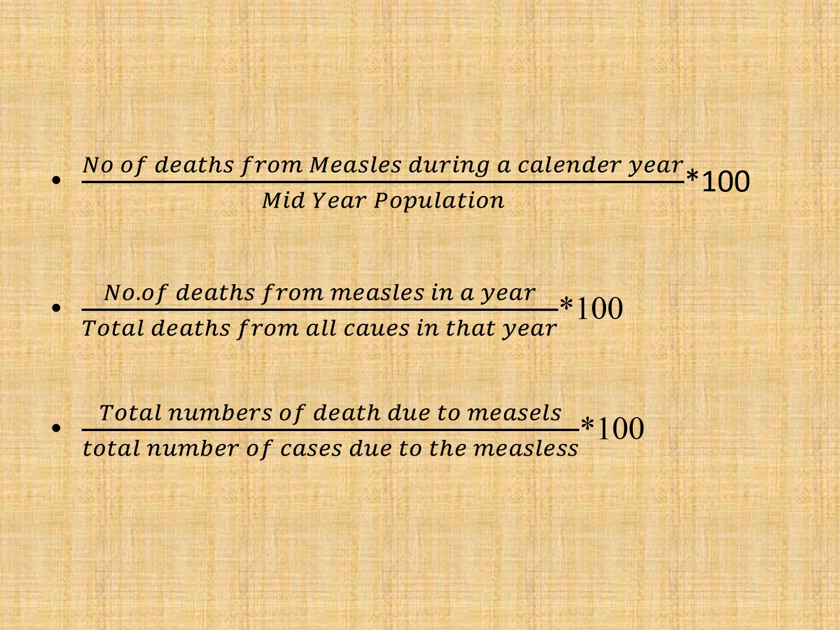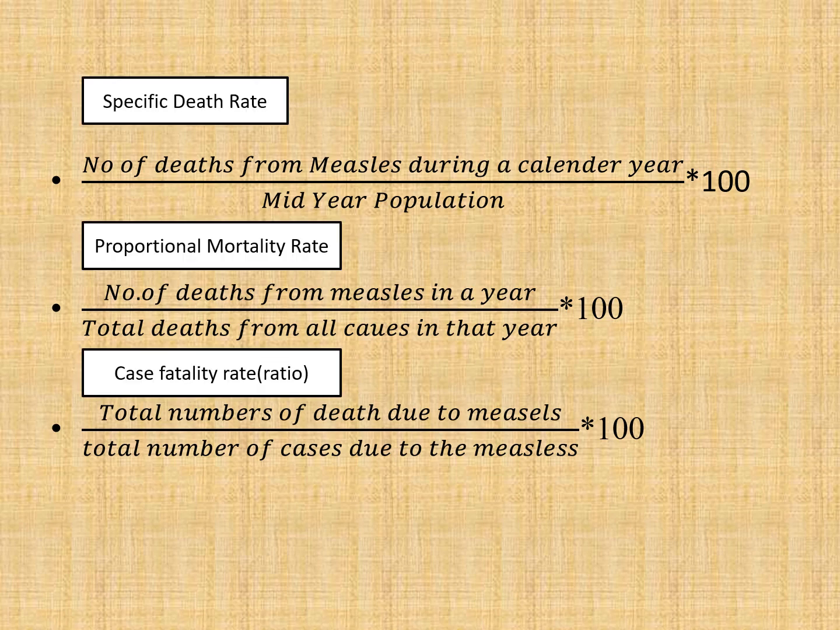Those diseases which have a high case fatality rate have higher virulence of the disease or pathogen. You might get confused between different types of mortality rates, so let me clear it once again. What you should remember is that there is a difference in the denominator. Suppose we want to find the specific death rate for measles. The numerator is the number of deaths from measles during the calendar year, multiplied by 100, divided by the mid-year population. Suppose we want to find the proportional mortality rate for measles.